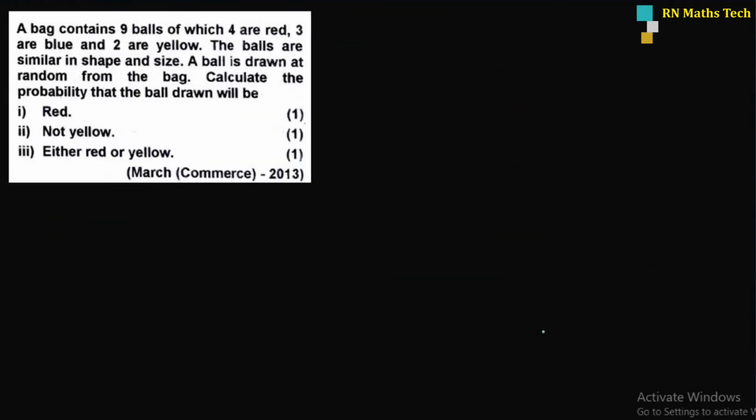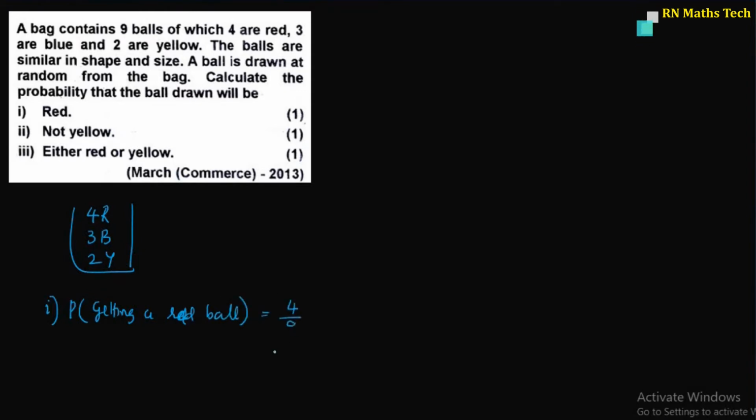Okay, now see the second one. A bag contains 9 balls of which 4 are red, 3 are blue and 2 yellow. The balls are similar in shape and size. A ball is drawn at random from the bag. Calculate the probability that the ball drawn will be, first one, probability of getting a red ball is equal to, here number of red balls is 4/9.